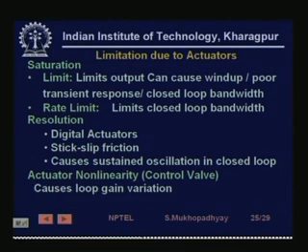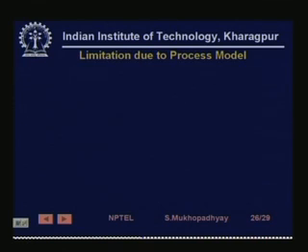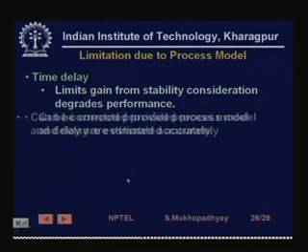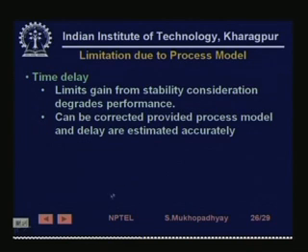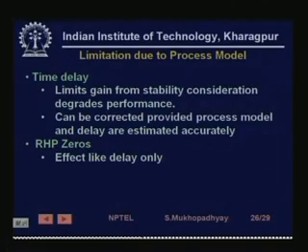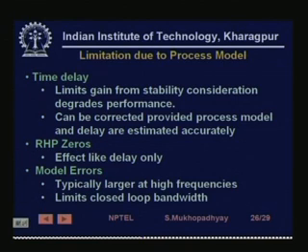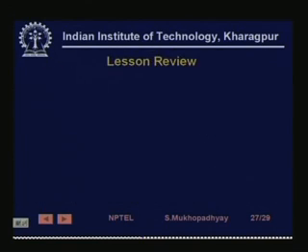Similarly, actuator nonlinearity, we have already mentioned this. Similarly, in process models, this we have already seen, time delay causes stability problems and degrades performance, and gain has to be kept low. If the time delay and the process parameters are known accurately, then some of them may be corrected, but it is very difficult to know it accurately, and the process model also keeps shifting. Right half plane zeros are like delays and model errors. Remember that model errors are always high in the high frequency zone. So, by increasing the bandwidth, you are going into the uncertain zone. So, you need to limit the closed loop bandwidth such that the models are fairly accurate.